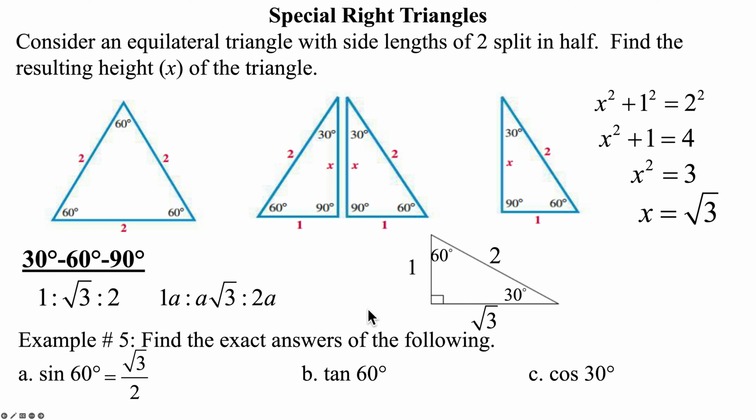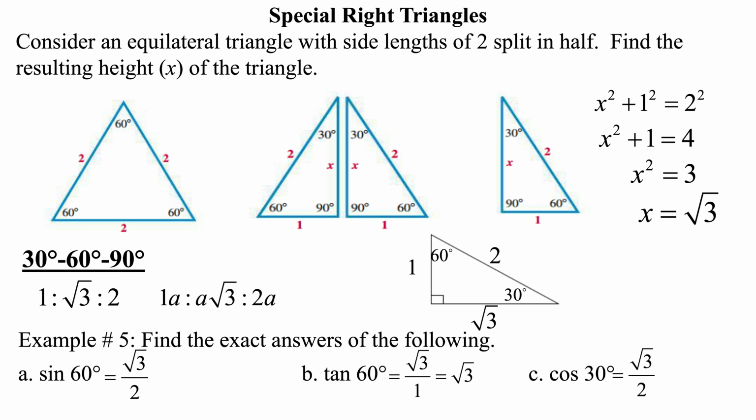Tangent of 60. Okay, start at 60 again. Opposite over adjacent. Square root of 3 over 1, or the square root of 3. Cosine of 30 degrees. Adjacent over hypotenuse. Here's my 30. Adjacent, next door, is the square root of 3 over my hypotenuse 2.